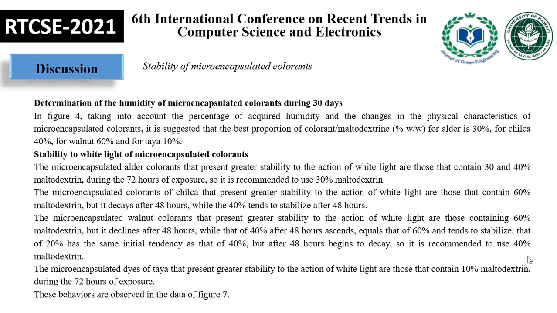The microencapsulated walnut colorants that present greater stability to the action of white light are those containing 60% maltodextrin, but it declines after 48 hours, while that of 40% after 48 hours ascends, equals that of 60% and tends to stabilize. That of 20% has the same initial tendency as that of 40%, but after 48 hours begins to decay. So it is recommended to use 40% maltodextrin. The microencapsulated dyes of taya that present greater stability to white light are those that contain 10% maltodextrin during the 72 hours of exposure. These behaviors are observed in the data of Figure 7.